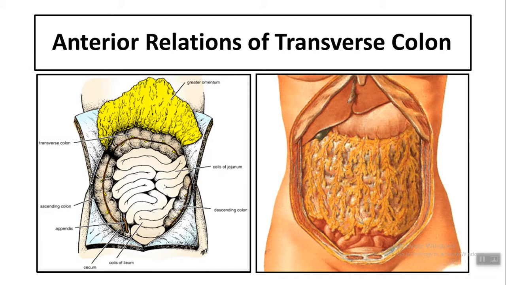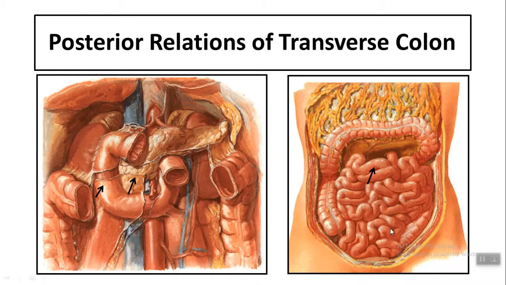What are the anterior relations of the transverse colon? It is the greater omentum and the anterior abdominal wall. What is its posterior relation? It is the second part of the duodenum, the pancreas, and the coils of the small intestine. All these structures lie posterior to the transverse colon.